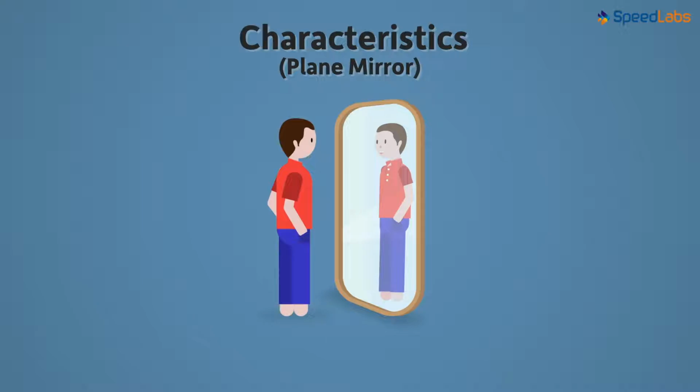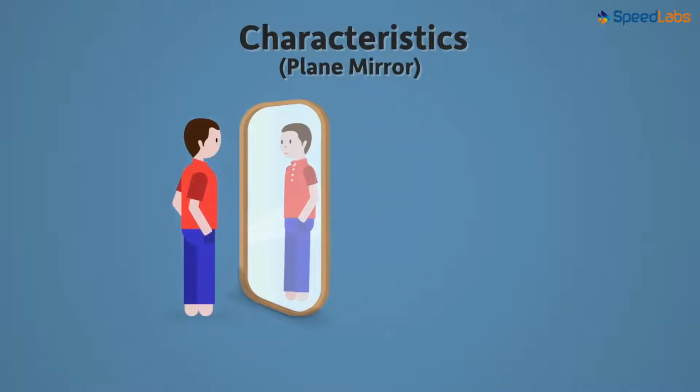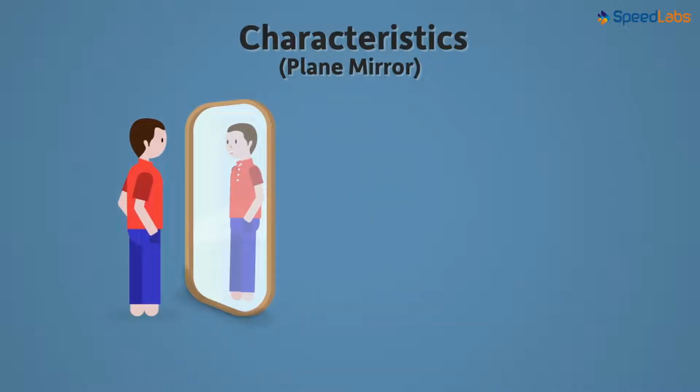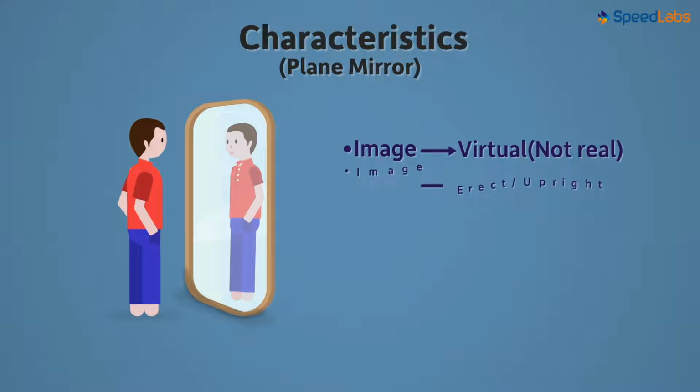One of the characteristics is what we've already seen. The image formed by a plane mirror is virtual, or in other words, it's not a real image. The other characteristic of an image formed by a plane mirror is that the image formed is always erect or upright. For instance, if you look at your image in the mirror, you will see that it's straight or erect.